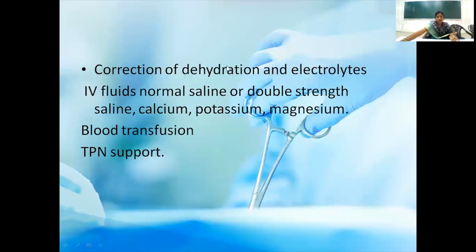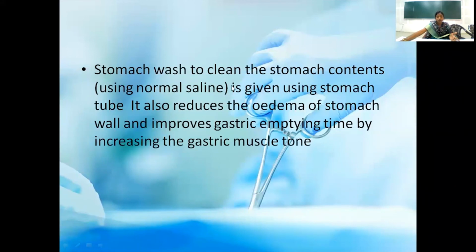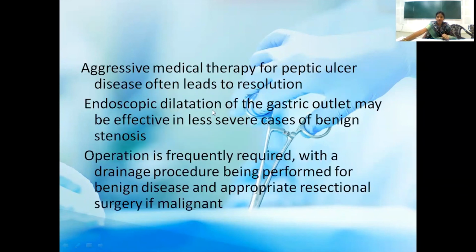After correcting the dehydration and electrolytes, a stomach wash has to be given with the help of a nasogastric tube or a long orogastric tube. Stomach wash has to be given with normal saline. This is used to clean the stomach contents. It is also used to reduce the edema of the stomach and improves gastric emptying time by increasing the gastric muscle tone. So, in case of adult gastric outlet obstruction, stomach wash with normal saline has the advantages of reducing the edema of the stomach and improving the gastric emptying time by increasing the gastric muscle tone.